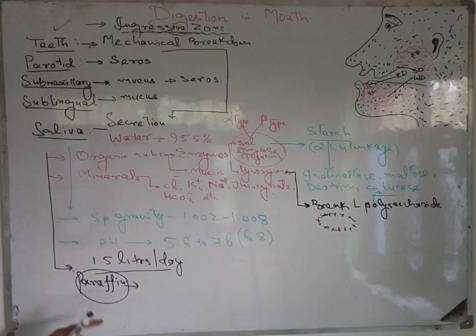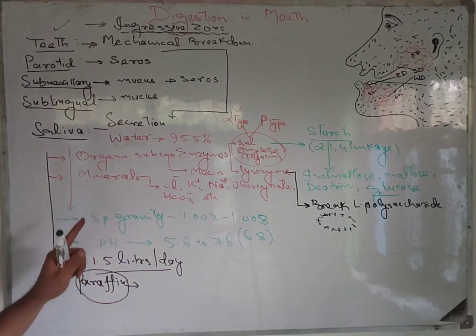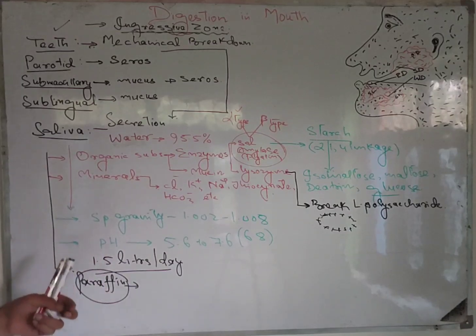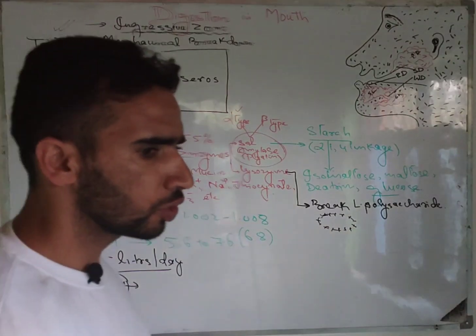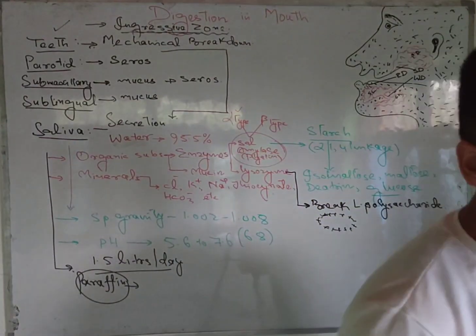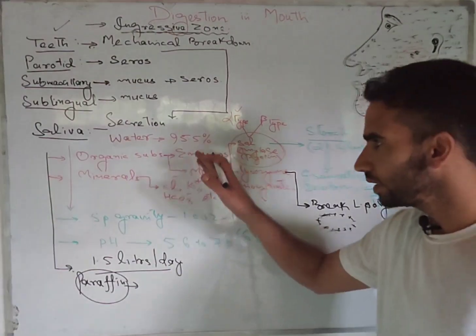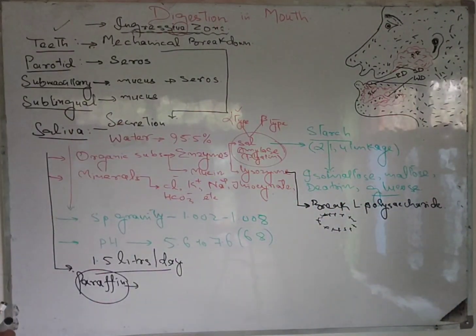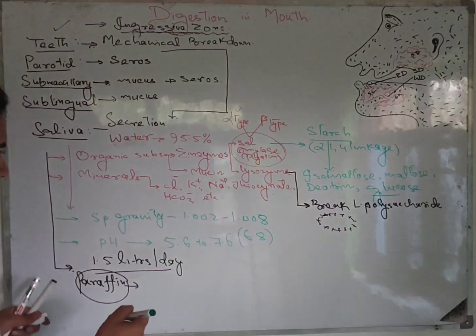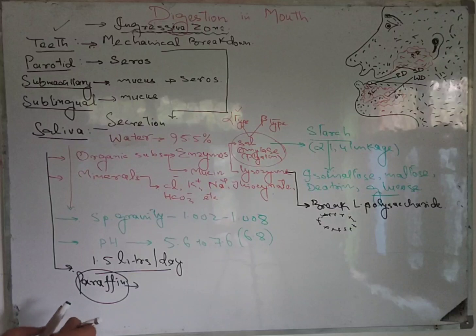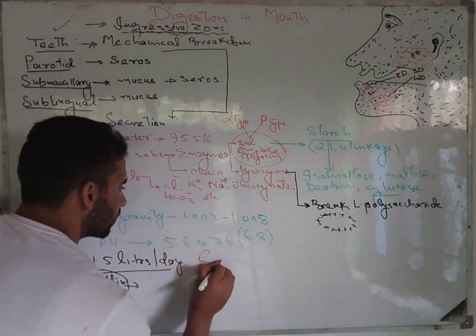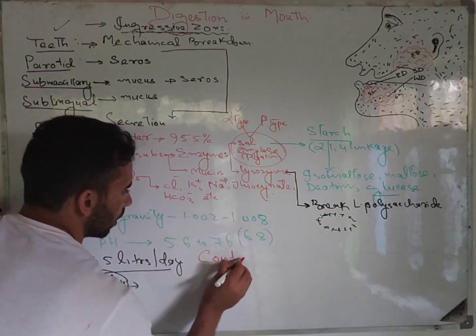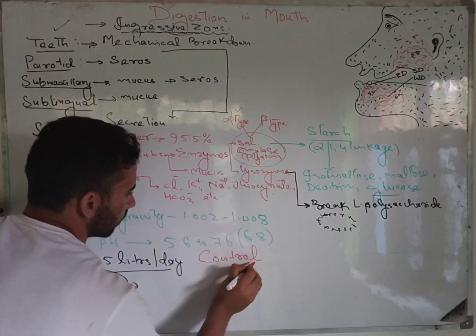After that, let us have a look over the nervous control of the secretion of this type of digestive secretion. So let us write down here: control of salivary secretion.